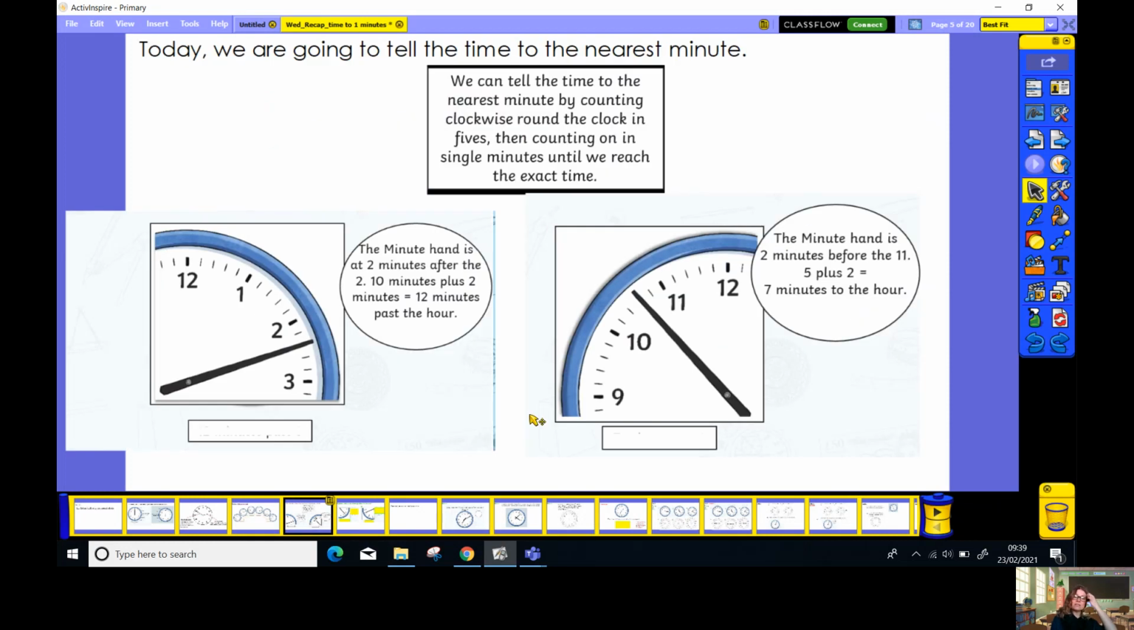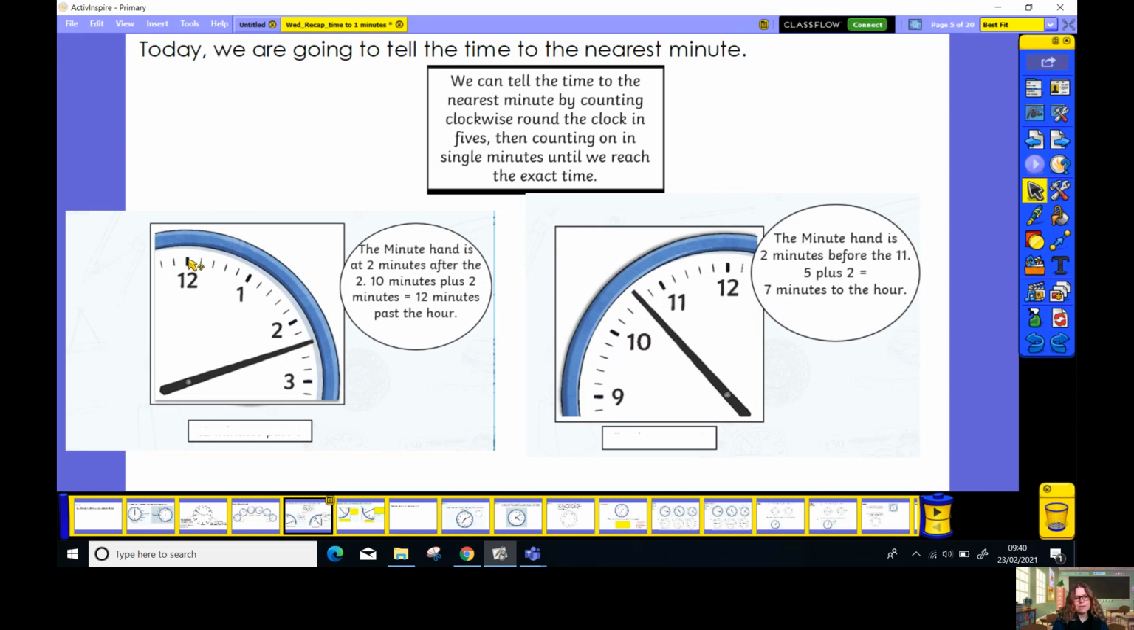Now, today we're going to be telling the time to the nearest minute. We can tell the time to the nearest minute by counting clockwise around the clock in 5s and then counting on in single minutes until we reach the exact time. Now, when we're counting past the hour, we work clockwise in that direction. And when we're working to the hour, we work anti-clockwise from the 12 downwards. So let's look here. Here we can see that the minute hand is pointing here.